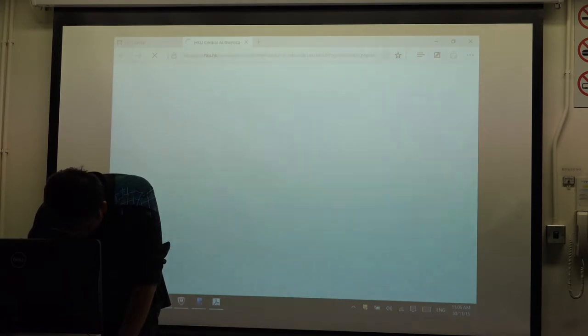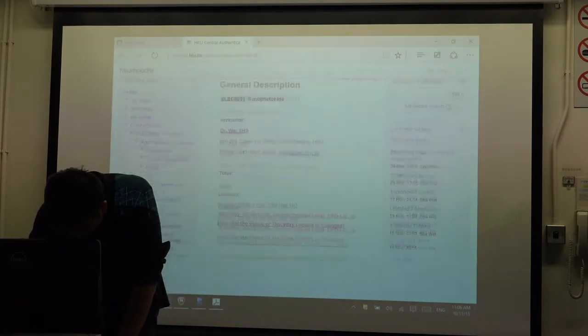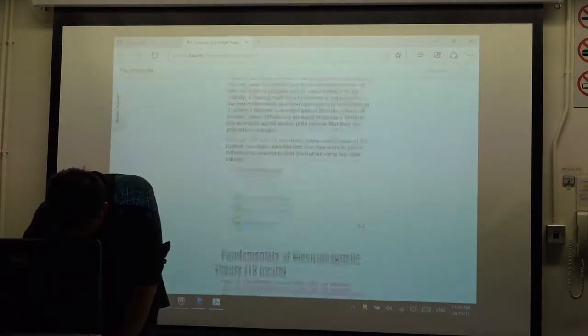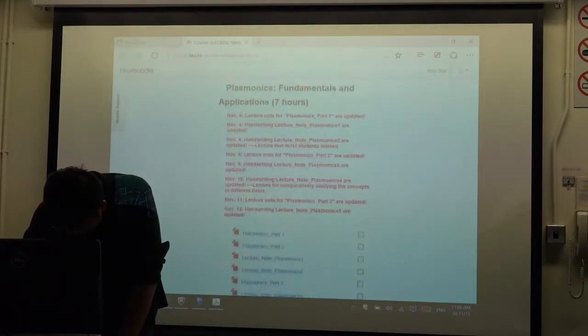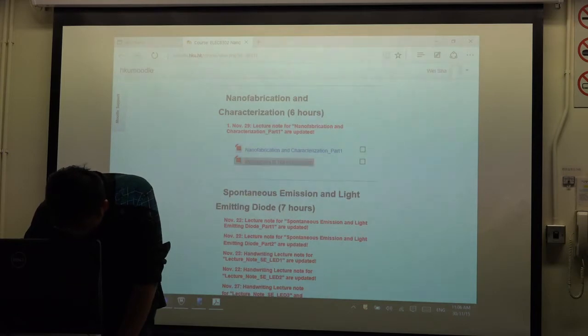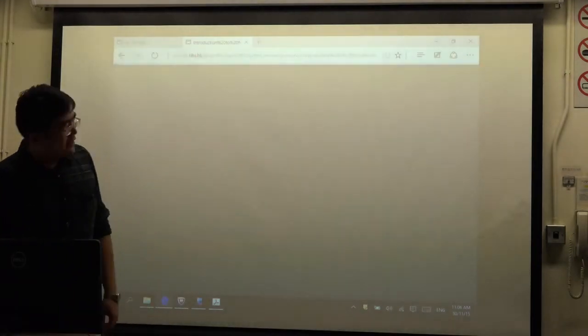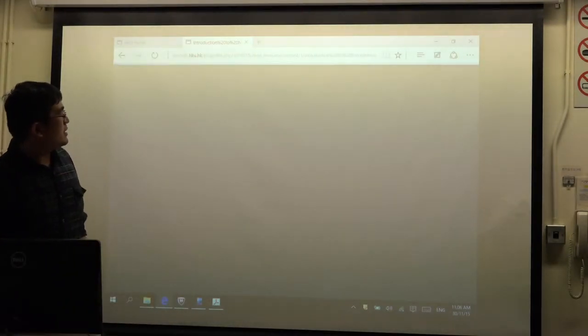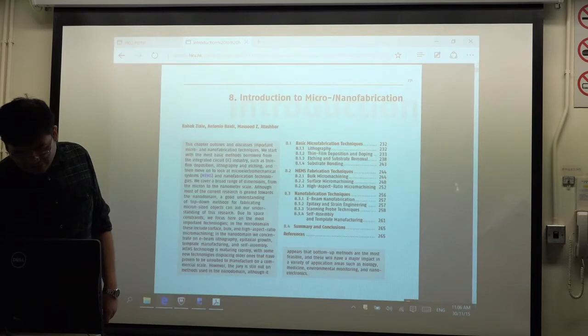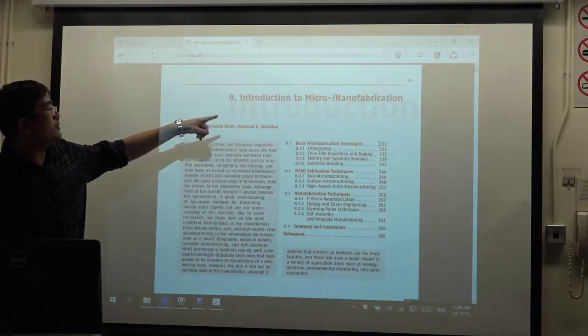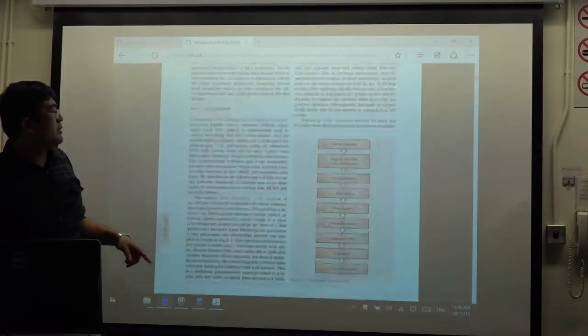So I share an introductory reading material with you. I think you can read all of this and have a basic knowledge. We call it Introduction to Nanofabrication. Okay, this is a good material. Introduction to Micro and Nanofabrication. You can read this.